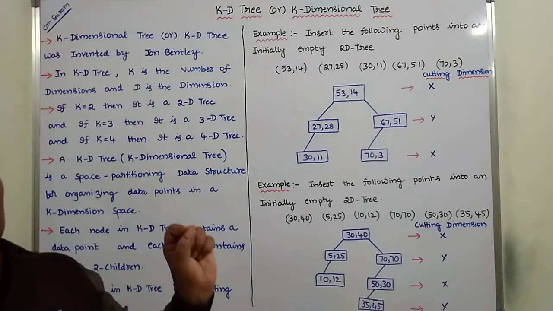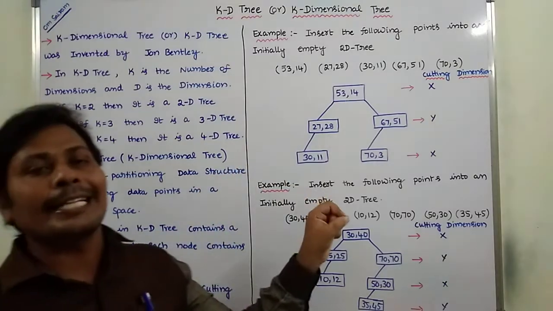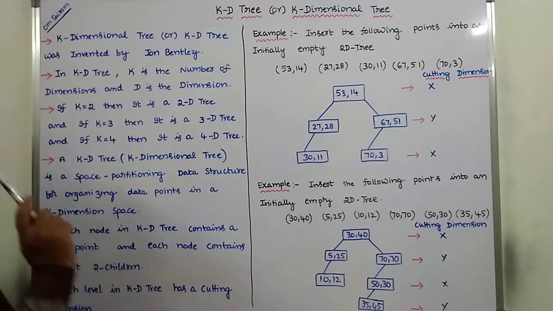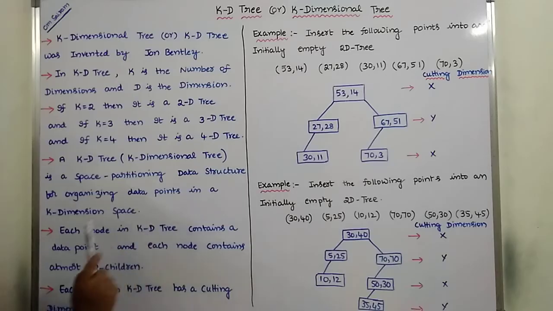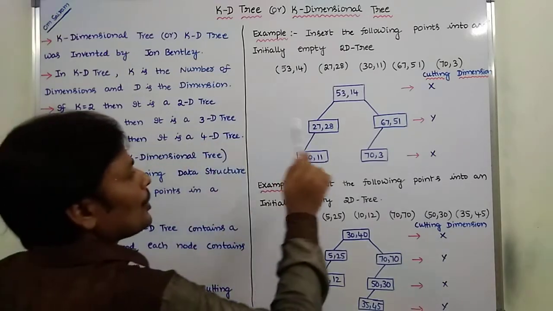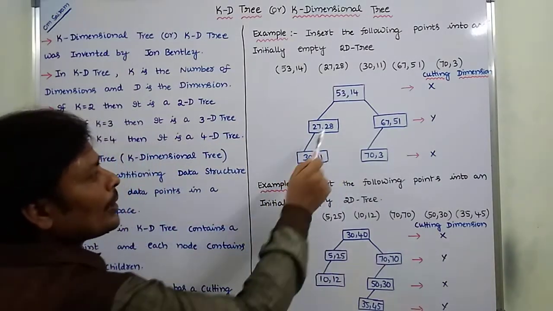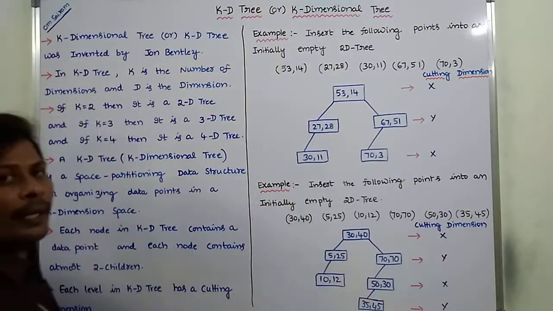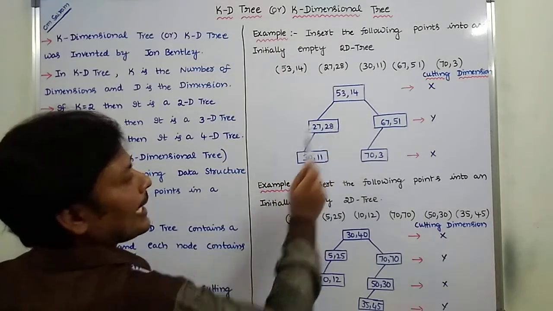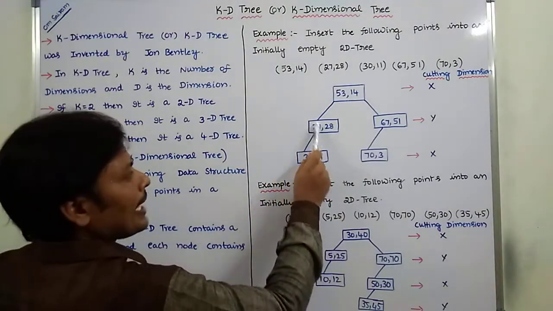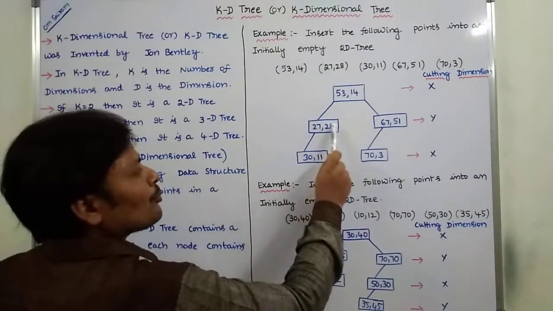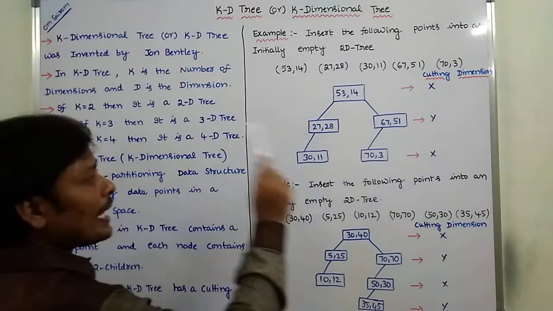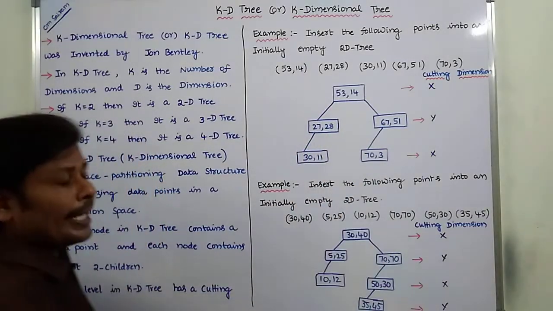Each and every data point is represented by a node. Each node in the KD tree contains a data point. This node contains a data point, and how many coordinates does that data point contain? First coordinate, second coordinate. The first is the X coordinate, the second is the Y coordinate. The X coordinate represents the X dimension, the Y coordinate represents the Y dimension.